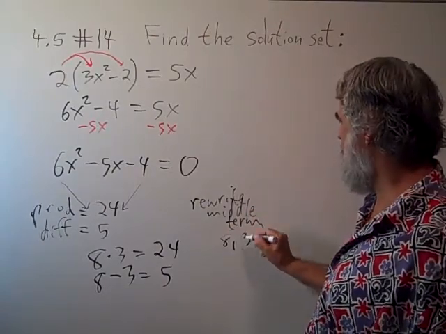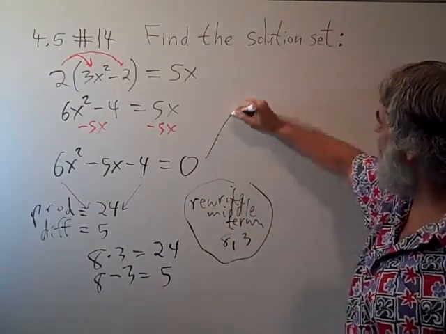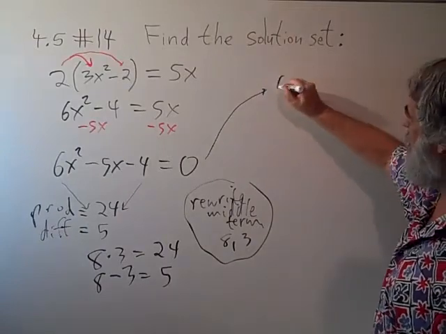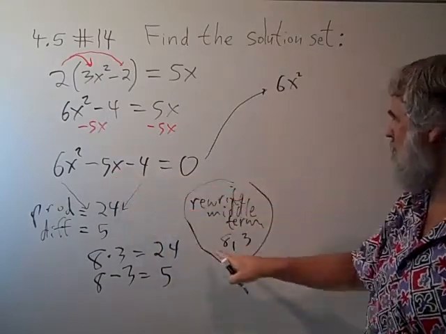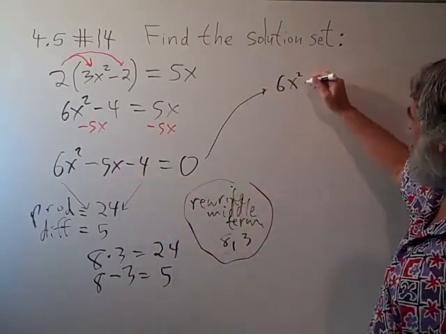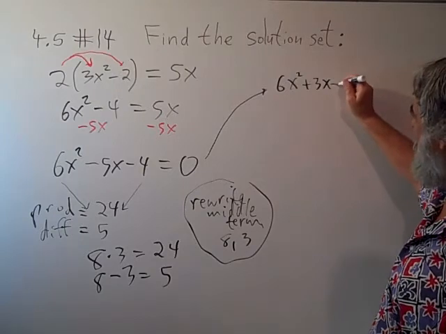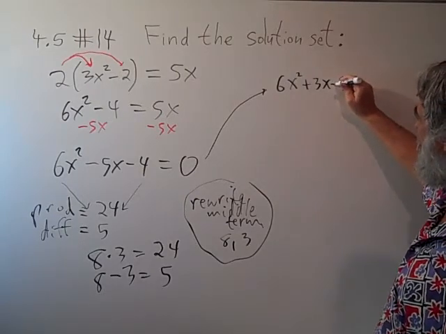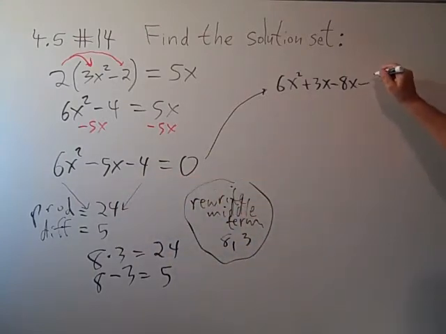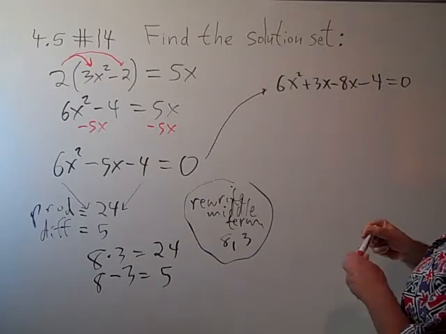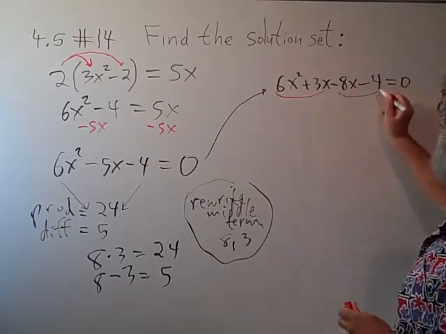Using 8 and 3, our quadratic equation becomes 6x squared. Now we want to get a negative 5x using 8 and 3. So let's go plus 3x minus 8x, because that adds up to negative 5x, and minus 4. And this equals 0. So anyway, this now will be factorable by grouping. We can factor by grouping.